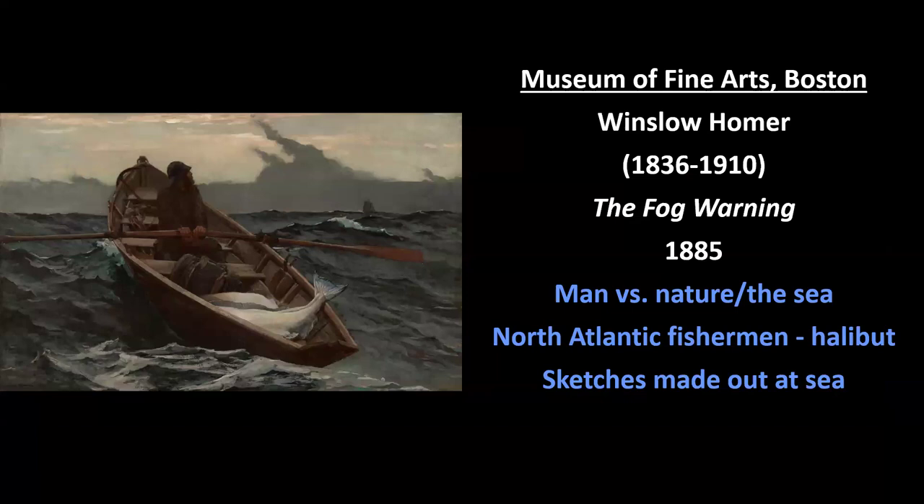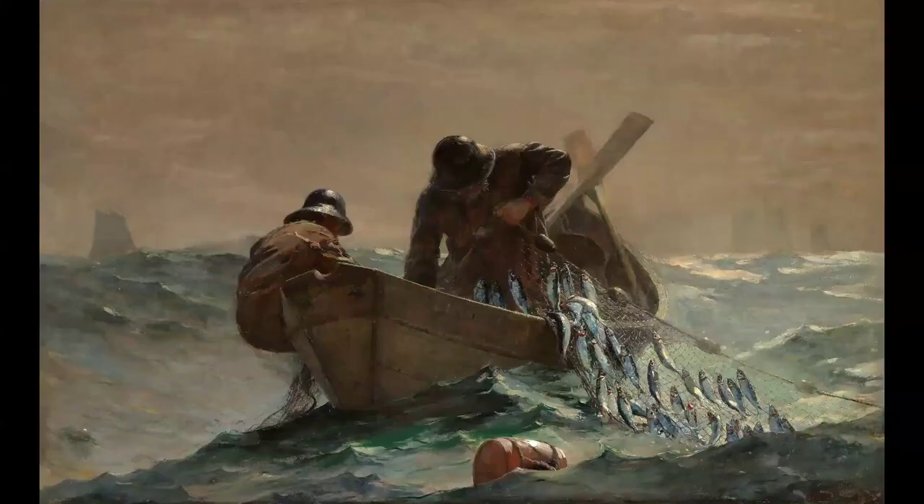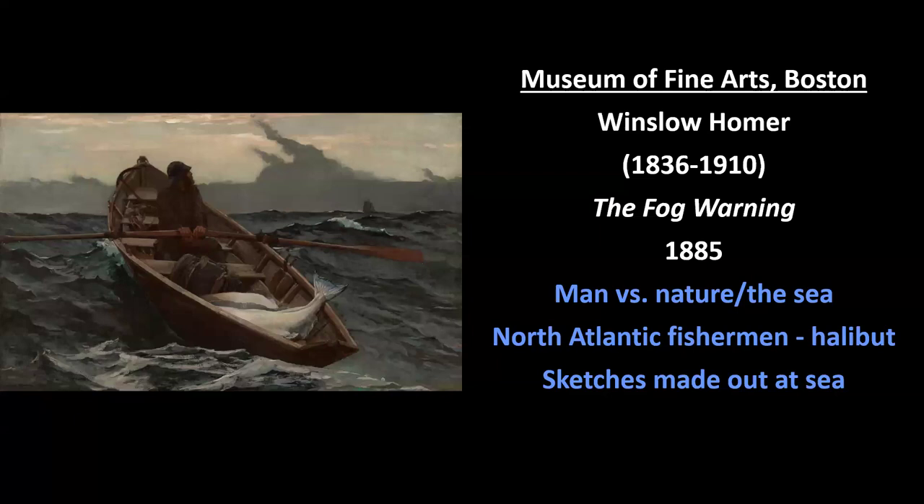Okay. Let's see. Speaking of New England, this painting is at the Museum of Fine Arts, Boston. The previous one we saw, and this one, are among his more well-known works in this era. This is called The Fog Warning from 1885. Again, man versus nature, man versus the sea. This is a North Atlantic fisherman. He's out catching halibut. What Homer would do is go out to the sea and make sketches, and then come back to his studio and make the painting. So obviously he's not out in a boat making this painting.